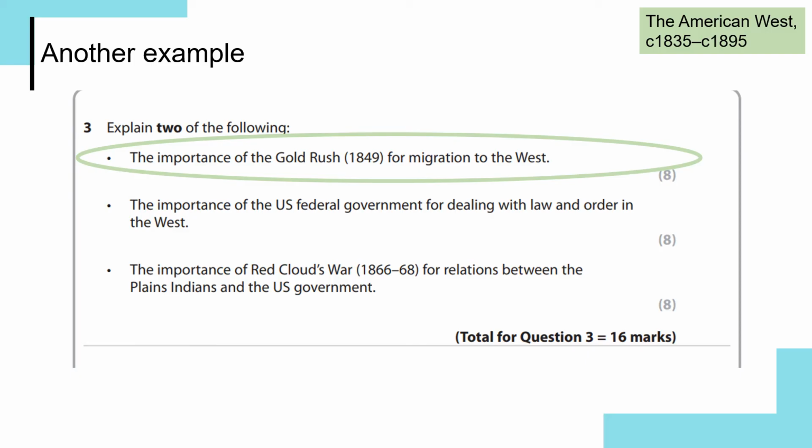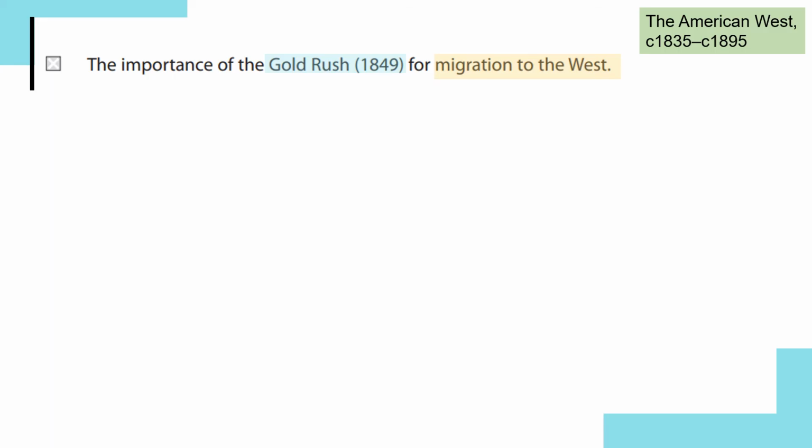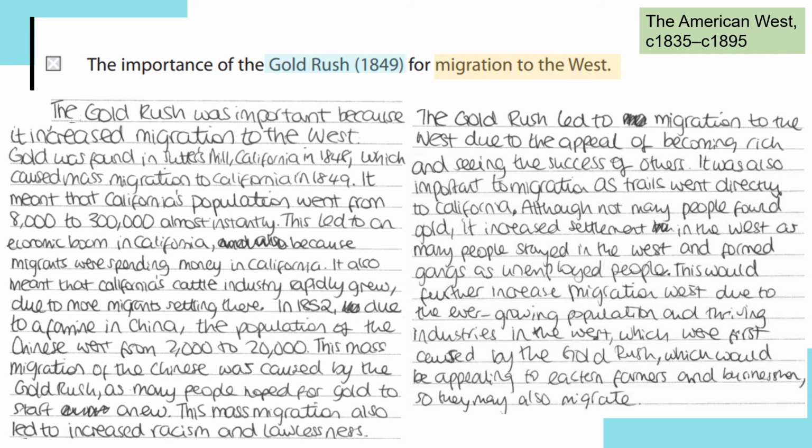Let's take a look at another example, here from the American West topic. The importance of the Gold Rush, 1849, for migration to the West. This is the candidate's full answer, and they were awarded the full 8 marks available. In a similar way to the previous answer we've looked at, the focus on the why question is evident throughout the candidate's answer. This candidate explains and analyses the importance of the gold rush for migration to the West, rather than just describing the importance of the gold rush generally.